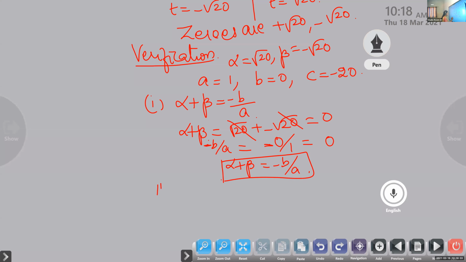Now what is the second relation you have to verify? The product of zeros: alpha beta is equal to C by A. So find out what is alpha beta. Root 20 into minus root 20. What is root 20 into minus root 20?